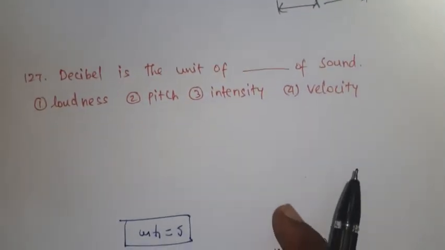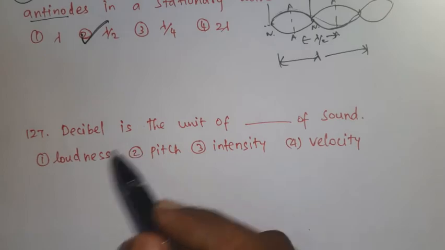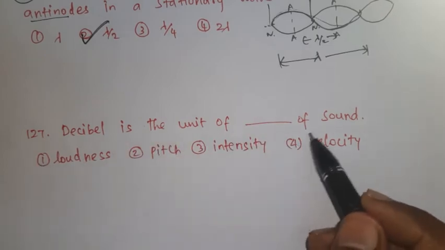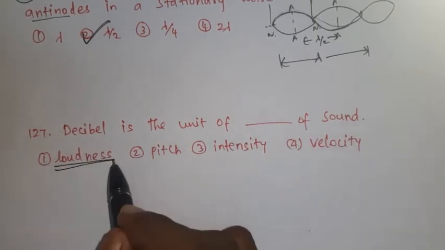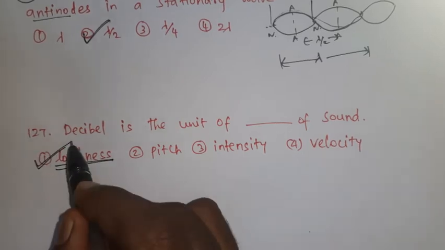Question number 127. Decibel is a unit of dash of sound. Decibel is a loudness of sound. So option 1 is the right answer.